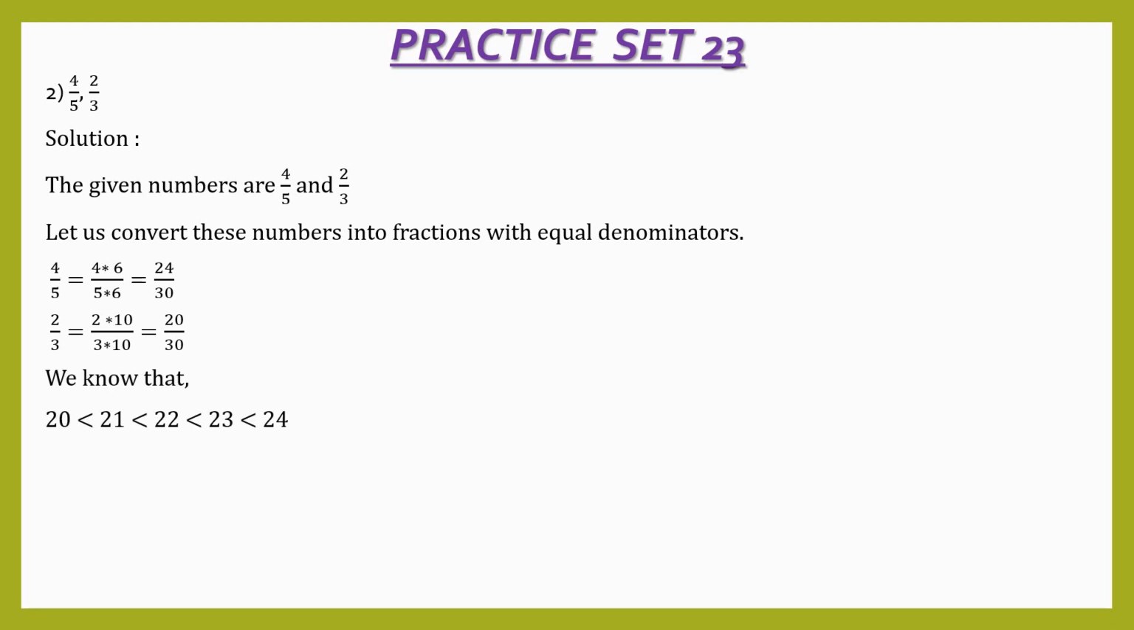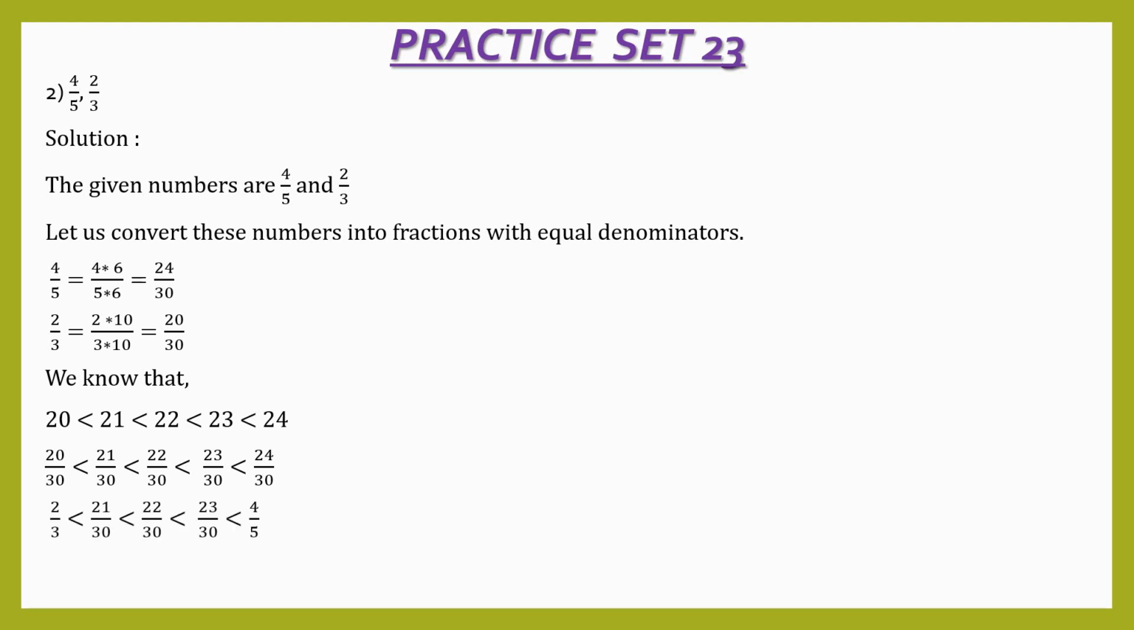Now we know that between 20 and 24, the numbers that lie are 21, 22 and 23. So 20 is less than 21, which is less than 22, that is less than 23, which is less than 24. Now we are going to divide all the numbers by 30. So we get 20 upon 30, which is less than 21 upon 30, that is less than 22 upon 30, that is less than 23 upon 30, which is less than 24 upon 30.